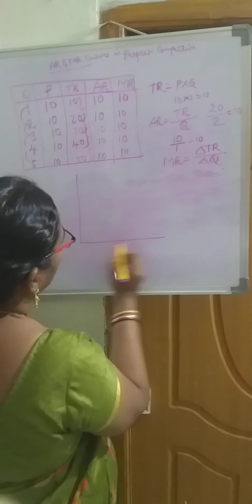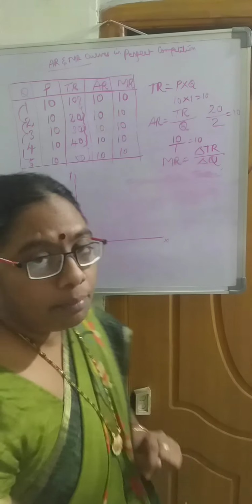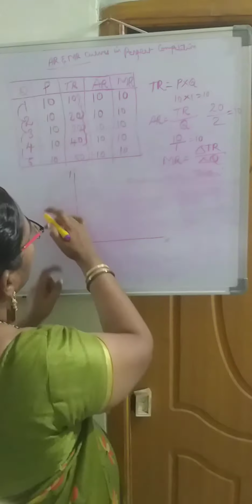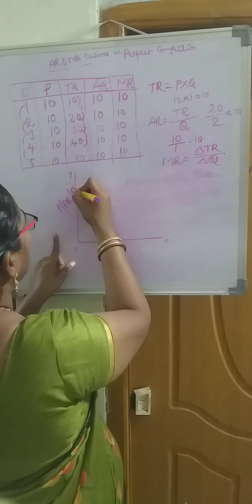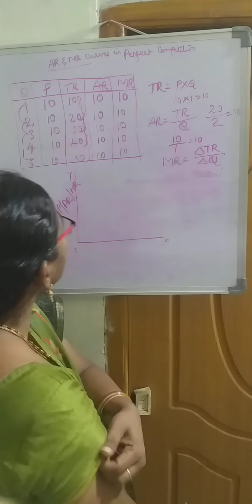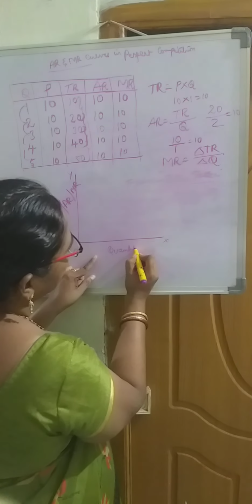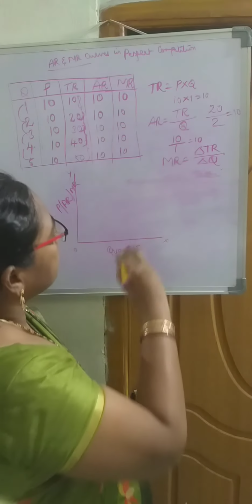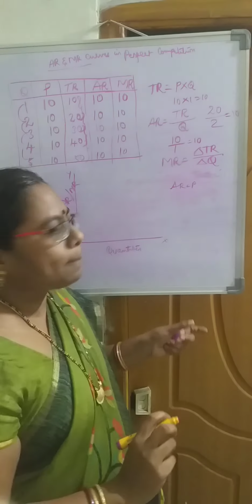And one more thing I want to tell you is why AR and P are equal. I'll tell you that later. Okay, let me draw this. P, AR, MR are denoted on the y-axis, and the quantities are denoted on the x-axis. Let me first explain why AR is equal to P.